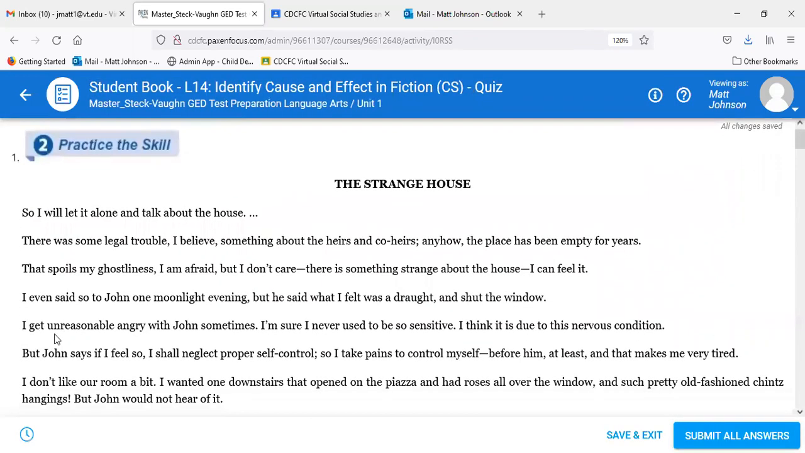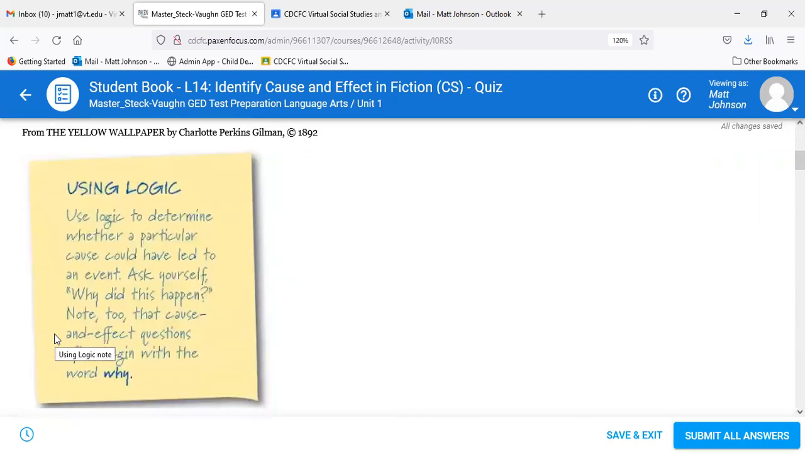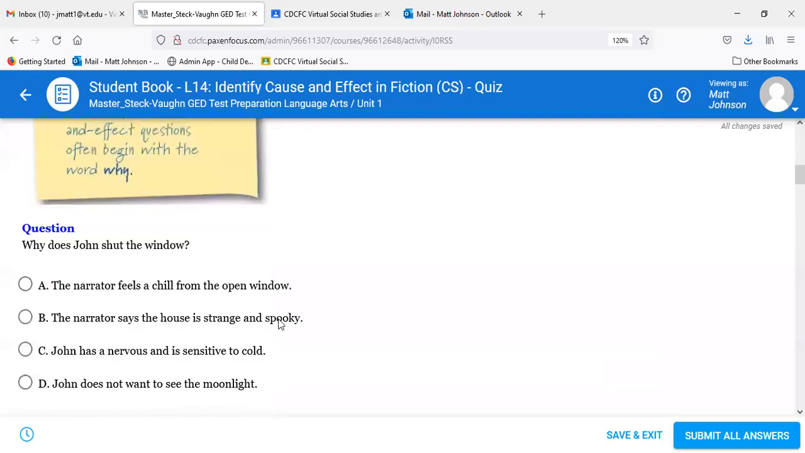All right, in our same paragraph there, our statement here: use logic to determine whether a particular cause could have led to an event. So, ask yourself questions. Why did this happen? Note too that cause and effect questions often begin with the word why. So, right, why did that happen? That's going to be a cause and effect answer. The effect was, I got bit by a dog. Why did I get bit by a dog? Because I was teasing the dog, right? That's the cause. The effect would be getting bit.